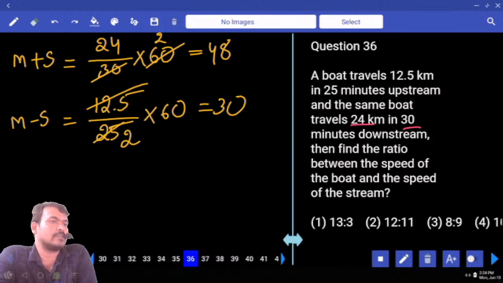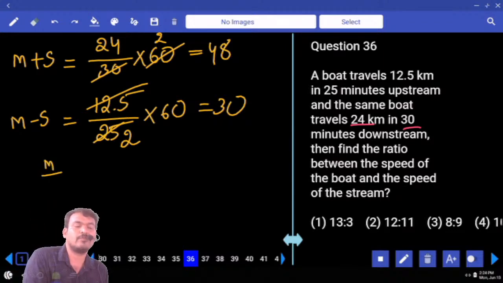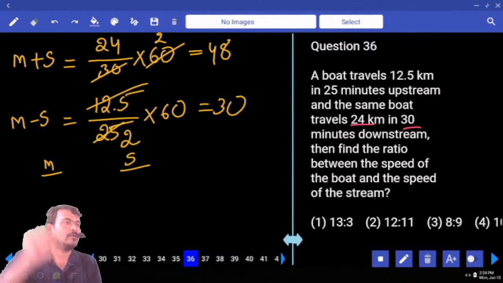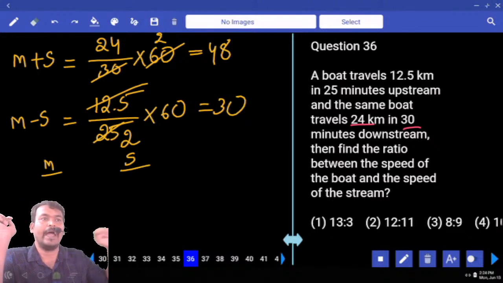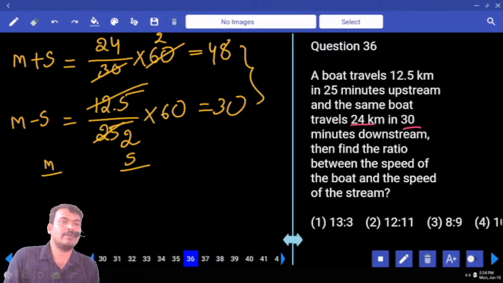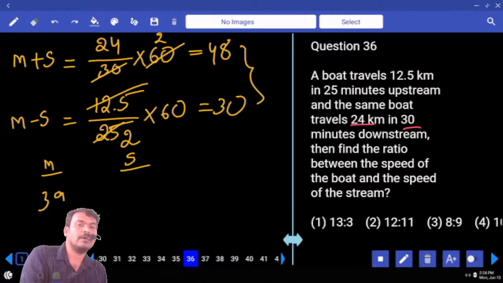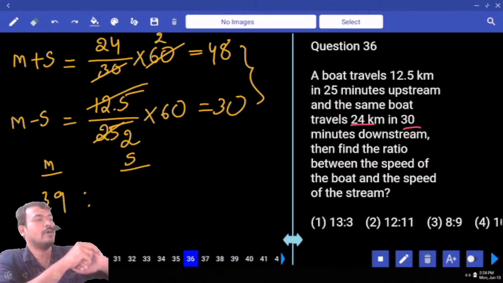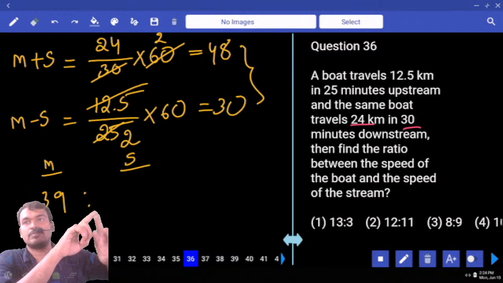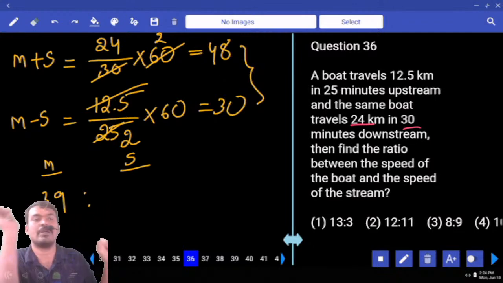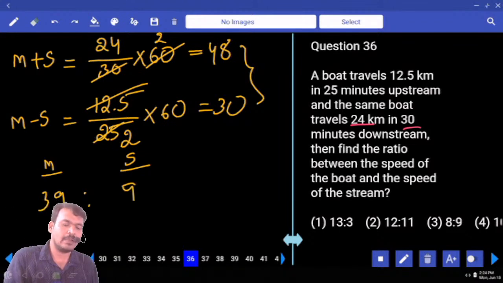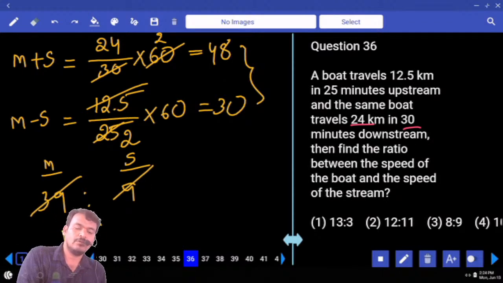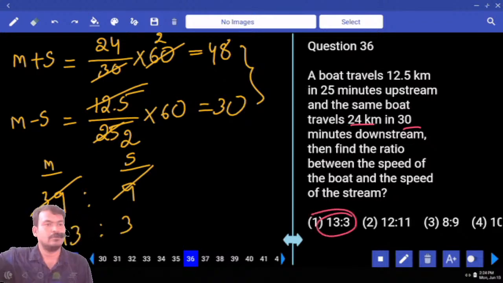What is the downstream speed? 48. What is the upstream speed? 30. But we require the ratio between the speed of the boat and speed of the stream. Speed of the boat means downstream speed and upstream speed adding by 2 or subtracting by 2? Adding by 2. 48 plus 30, 78. By 2 means 39 or not? Next, what is the speed of the stream? Downstream speed and upstream speed subtracting by 2 or adding by 2? Subtracting by 2. What is the subtraction? 18. 18 by 2 means 9 or not? Then the ratio is 39 is to 9, which means it is 13 is to 3 or not? Which option? First one.